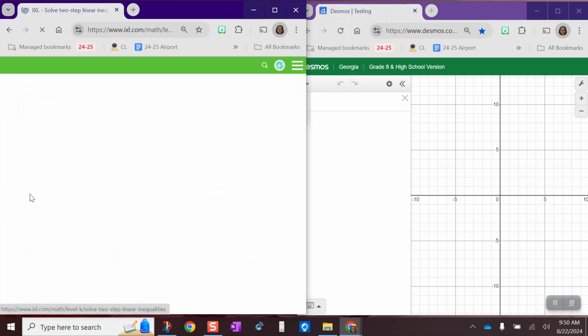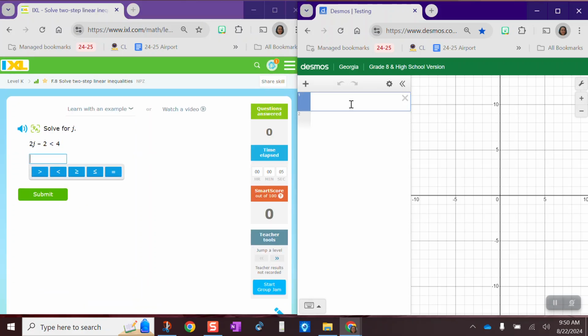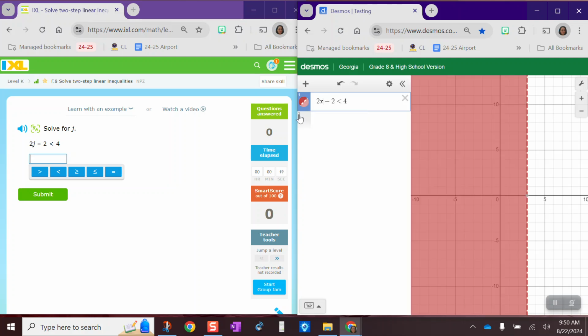Solve 2-step linear inequalities. Oh, then you come to decimals and you do 2j minus 2 less than 4. But you see, you get a little triangle. Decimals is like, no, I don't like j. So you're just going to have to erase the j and put an x. You see that? So now, what x value is this? That x value is 3.